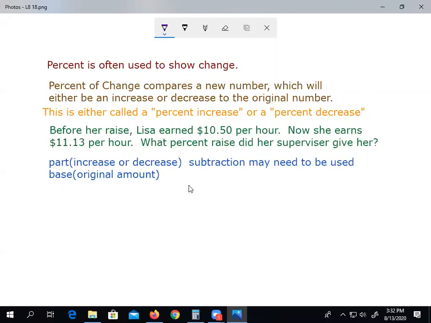So let's look at the example. Before her raise, Lisa earned $10.50 per hour. Now she earns $11.13 per hour. What percent raise did her supervisor give her? So again, we're looking for a percent raise. So the percent is about the raise. With percent change problems, we pick up on this being an increase problem because it was a raise. Subtraction may be needed to figure out what the increase actually is. So to find the increase, the actual raise, I have to go 11.13, and I may have to subtract the 10.50.